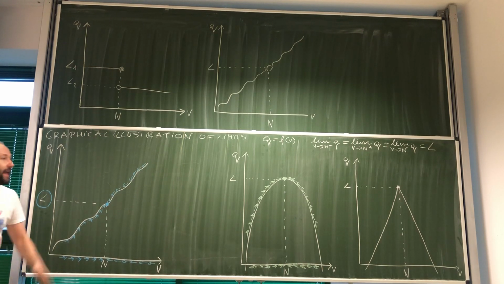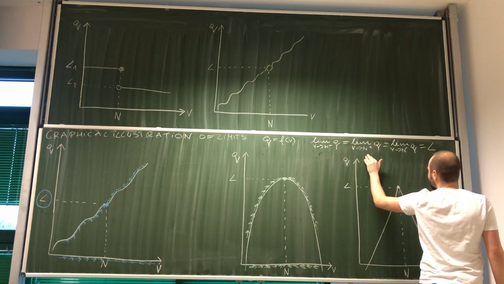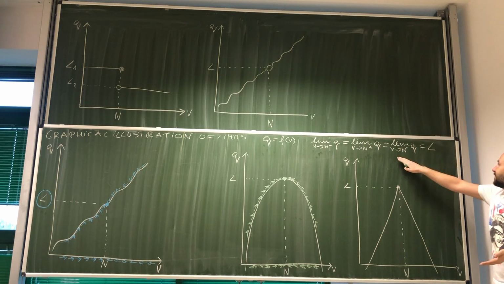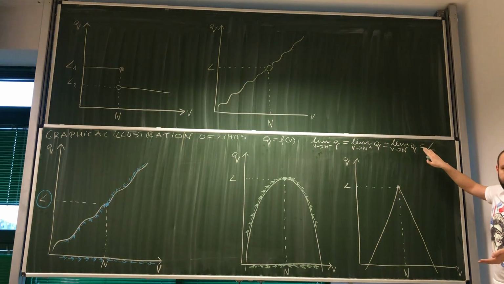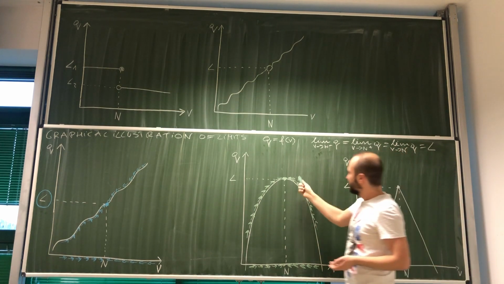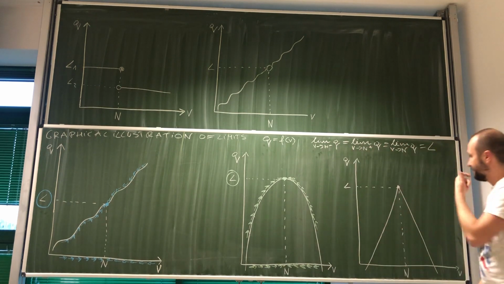What does it mean? Again, left side limit and right side limit are equal to one another. So the limit with v approaching n of q exists, and it's equal to the value of the function at this point, which is L again.